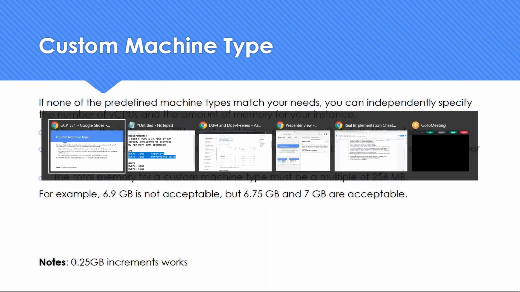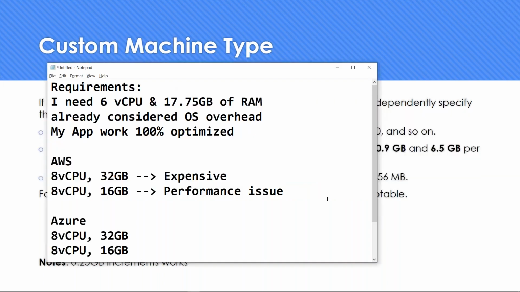That was the reason I was able to give a number like this very easily. 6, it's an even number, and 17.5 I can have, 17.25 I can have, but I cannot have 17.30. This kind of thing is not possible. It should be a 0.25 GB increment.